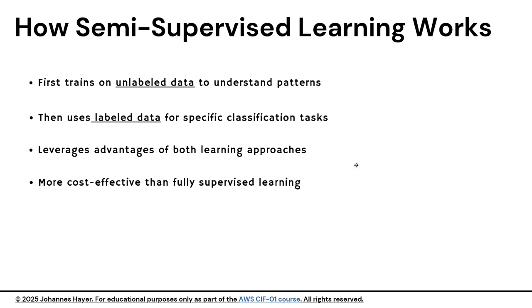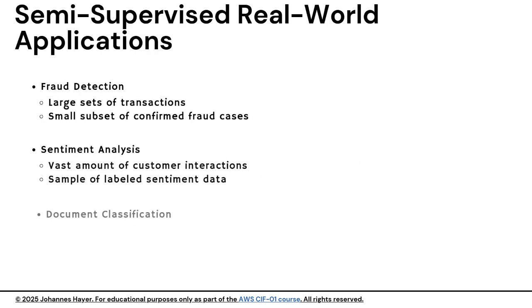And now finally, let's have a look at where this is getting used in the real world. For example, in fraud detection, the models can learn from a vast amount of transaction data and then refine their understanding using confirmed fraud cases. For sentiment analysis, organizations can process large volumes of customer interactions and enhance accuracy with labeled examples. And finally, document classification systems can handle extensive collections while improving precision through categorized samples.